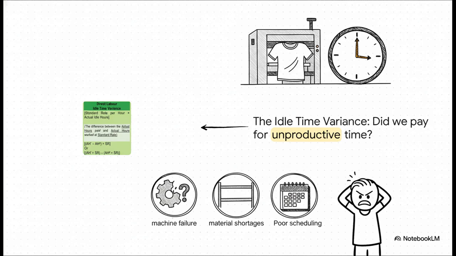You just take the number of idle hours and multiply it by your standard rate. So if that t-shirt printer jam caused 1 hour of downtime, this variance puts a price tag on that lost time. It's brilliant for isolating problems like machine failures, waiting for materials, or just bad scheduling.